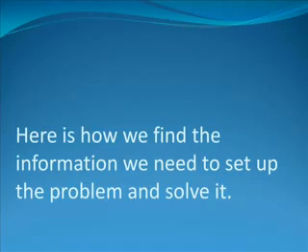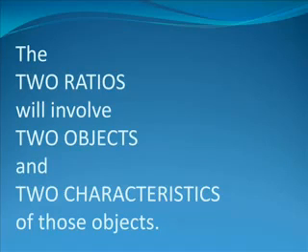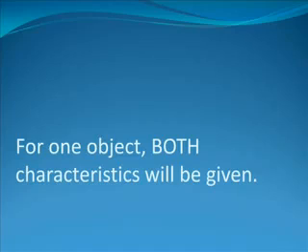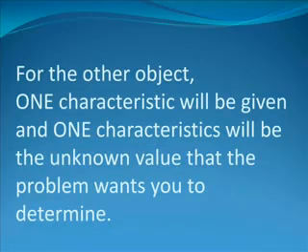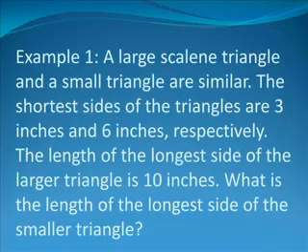We will first see how to do this in general, and then work through several examples. The 2 ratios will involve 2 objects and 2 characteristics of those objects. For one object, both characteristics will be given. For the other object, one characteristic will be given, and one will need to be found.